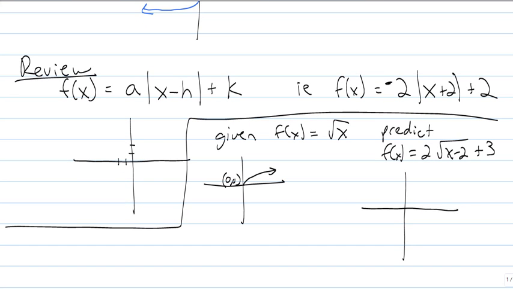Okay, review. F of x is equal to a times absolute value of x minus h plus k. So, my example I have here is this. We talked about wide and narrow, but we want to talk about stretching. Because when it stretched it vertically, that made it more narrow. So when the number was bigger than 1, this is a stretch vertically. And we will only really be dealing with stretching vertically, not horizontally today.